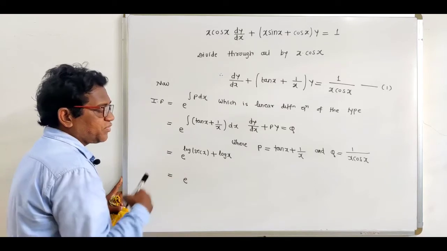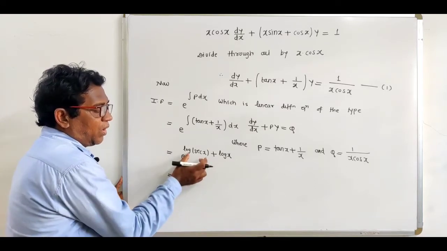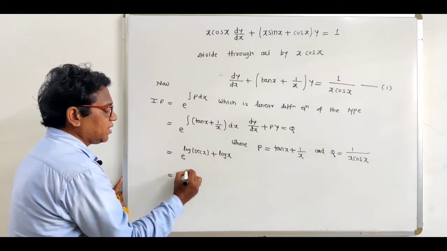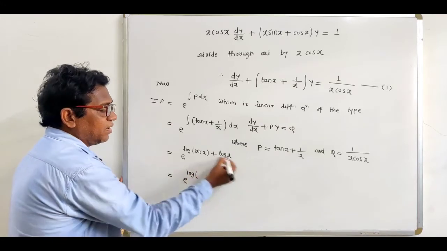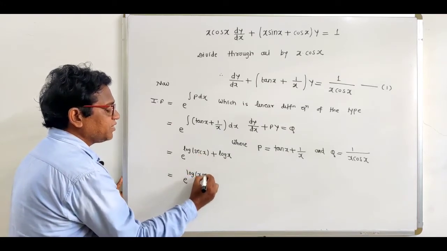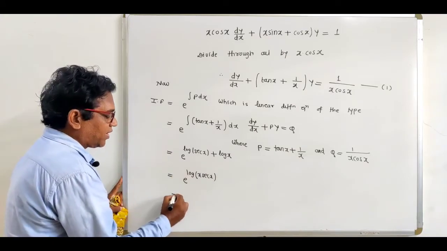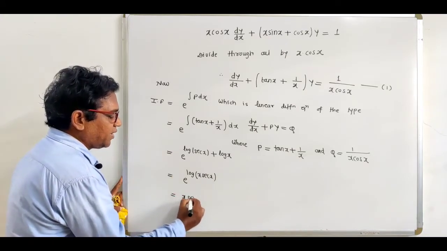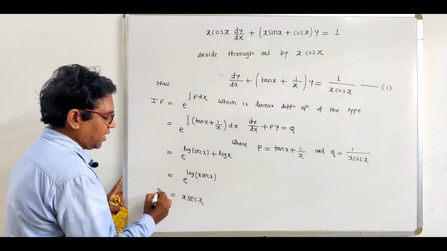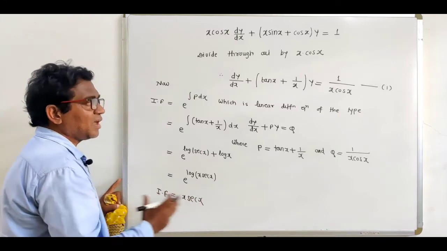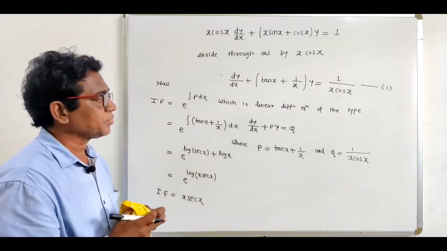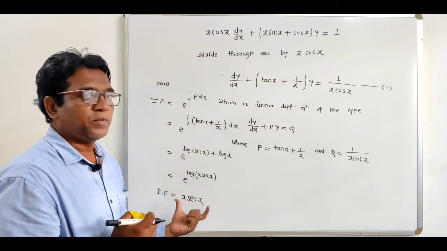This is equal to e raised to log m plus log n, which is log mn. So just find out this product, which is x into sec x. Exponential and log get cancelled. So this is our integrating factor, that is x into sec x. So this is step number 2.